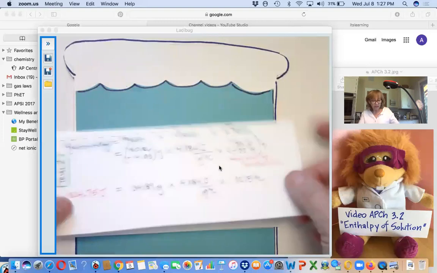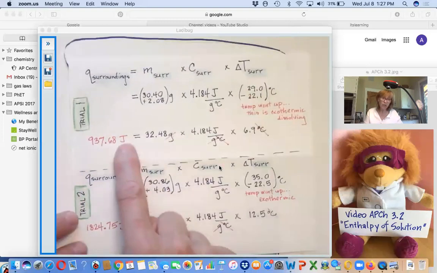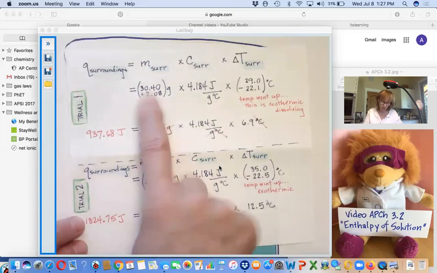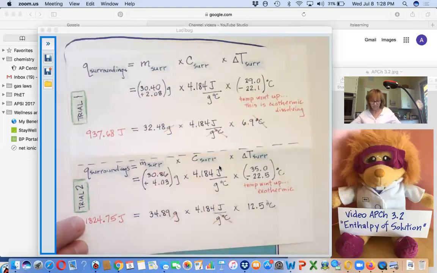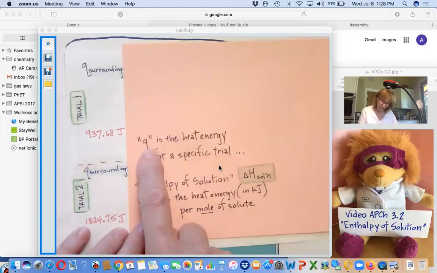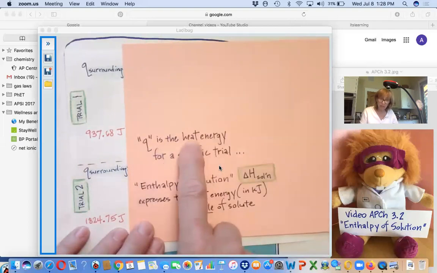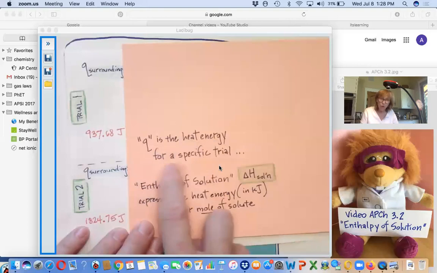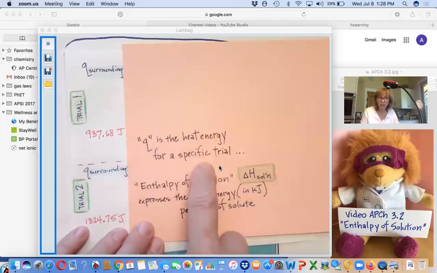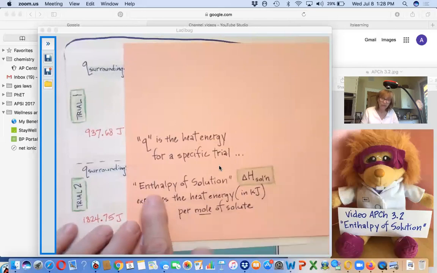All right, so in these two trials, I get two different heat energy values, but again, that's because the amount of solute that I used changed. All right, so here is the thing, guys. This Q, this heat energy that is observed and measured in the lab, is for a specific trial. It is unique to each trial depending on how much solute you use. What is more helpful to me is a value known as enthalpy of solution.